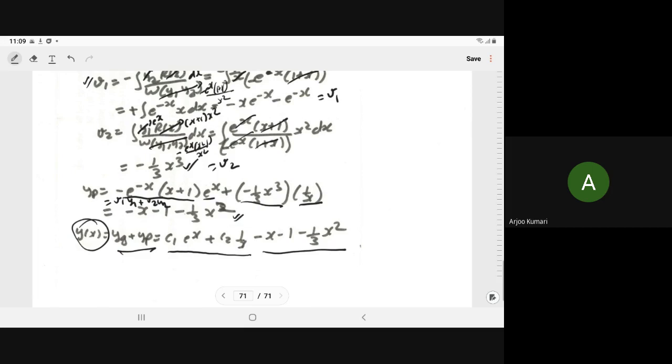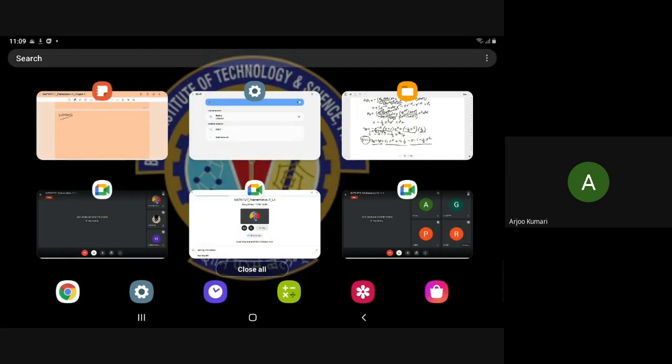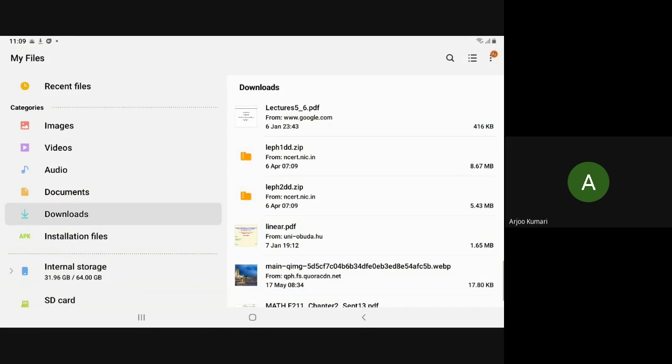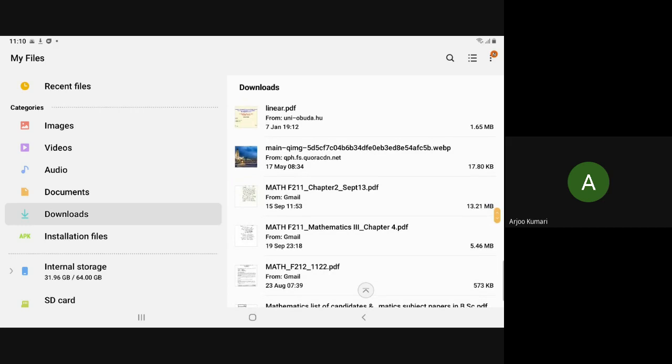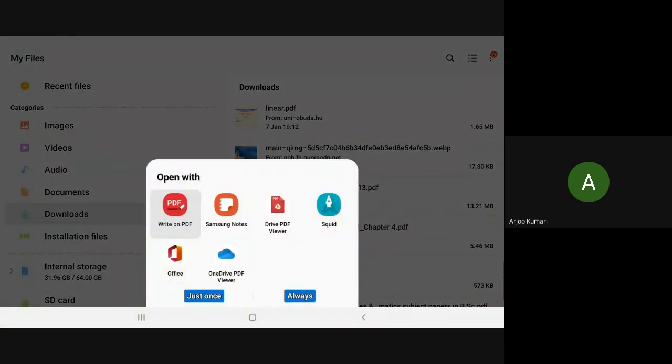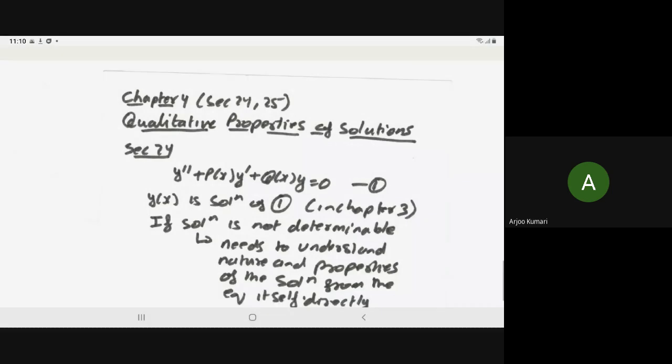So any doubt in this part? So that is chapter 3, section 19. Now we will move to chapter 4. Chapter 4 is qualitative properties of the solution. In this, two important theorems we will study: the Sturm separation theorem and the Sturm comparison theorem.